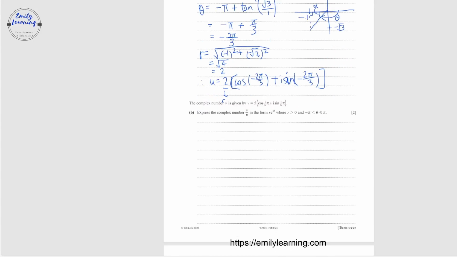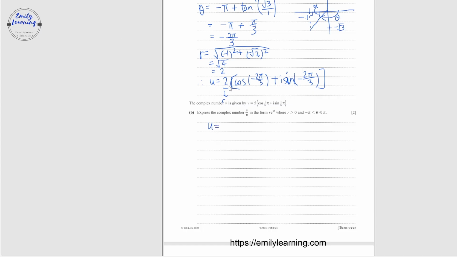Okay, next let's move on to part B. Now let's take a look at part B. So we are given the complex number v is given by 5 cos pi over 6 plus i sine pi over 6. Express the complex number u over v in the form r e^(iθ), where r is greater than 0 and theta is between minus pi and, inclusive of, pi. So when we are doing this, we know that we want the complex number to be in the form of r e^(iθ) form. So I should change u as well as v to the r e^(iθ) form.